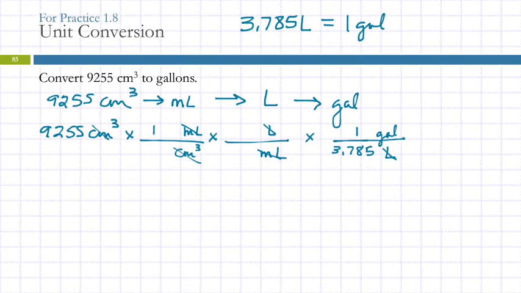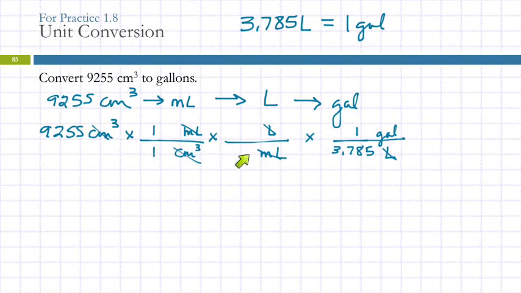Milliliters to cubic centimeters, that one's easy because they're the same. It's just 1 to 1. And then this one, liters to milliliters. There are other ways to do these conversions with metric prefixes, but I'm going to show you one way only in lecture. I can talk to you about other ways, but this way always works.